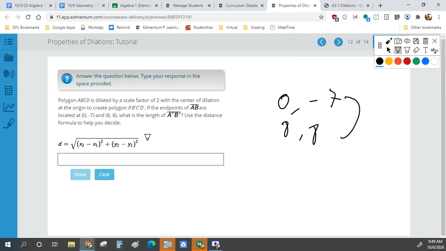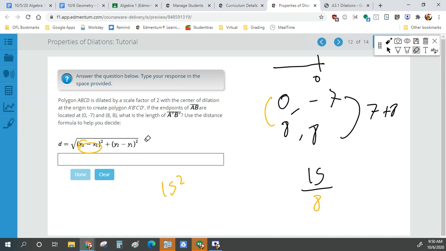What's my rise? Well, if I'm going from -7, I have to cross 0. So I go from 7 and then I have to move another 8. So my rise is 15. My run is 8. All right. So that's it.